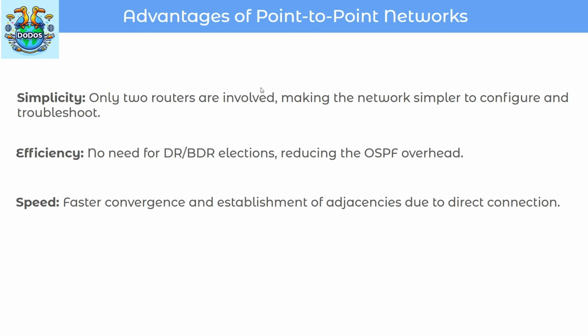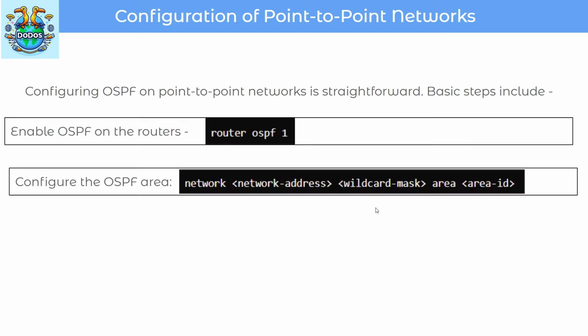The advantages of point-to-point networks are simplicity, where only two routers are involved, making the network simpler to configure and troubleshoot. And there's also efficiency that comes with this, where there's no need for DR or BDR elections, reducing the OSPF overhead. And then there's also the benefit of speed, where there's faster convergence and establishment of adjacencies due to the direct connection.